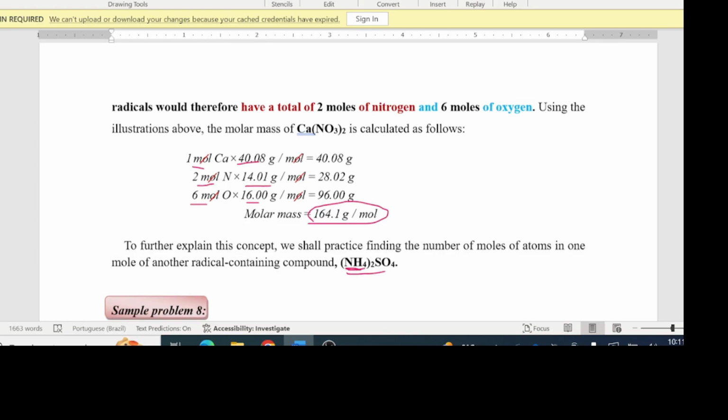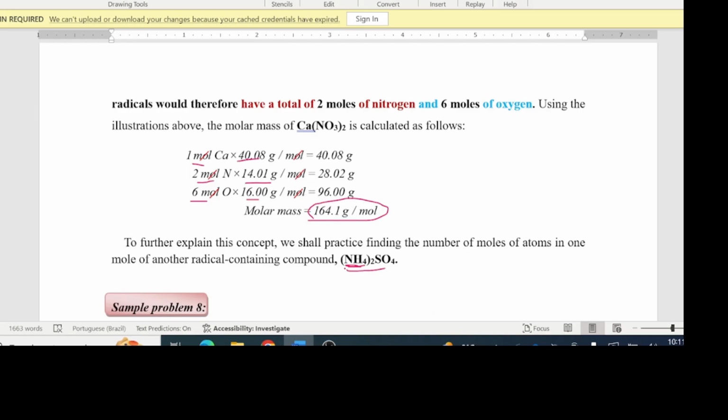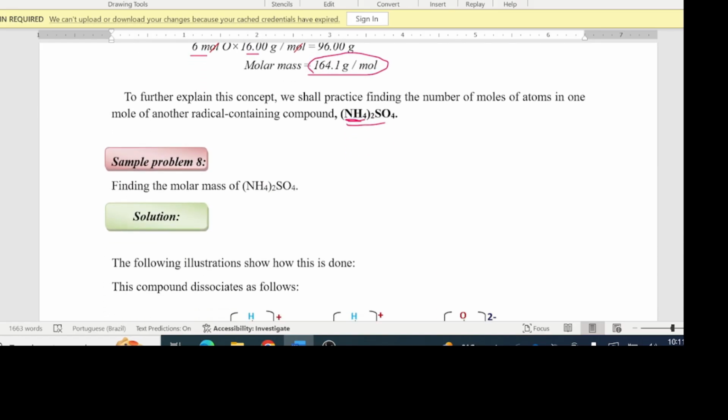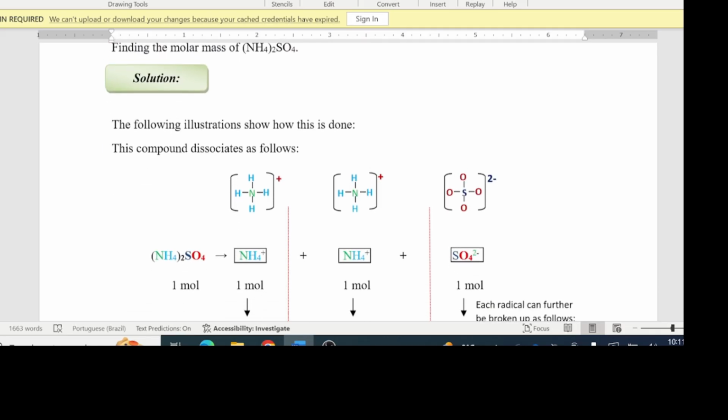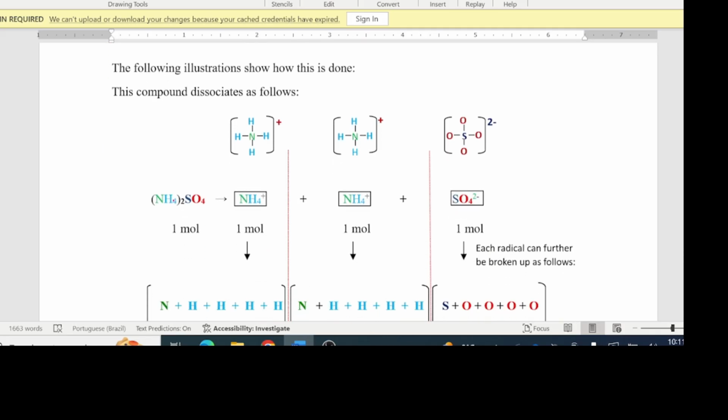What are the radicals? So in this case now you're having 2 radicals of ammonium ions. So same thing we do here, all right? See? Because you have a 2 here, it means you have 1 radical there, another radical here, but sulfate is only 1, all right? Here again we can break all of these up.